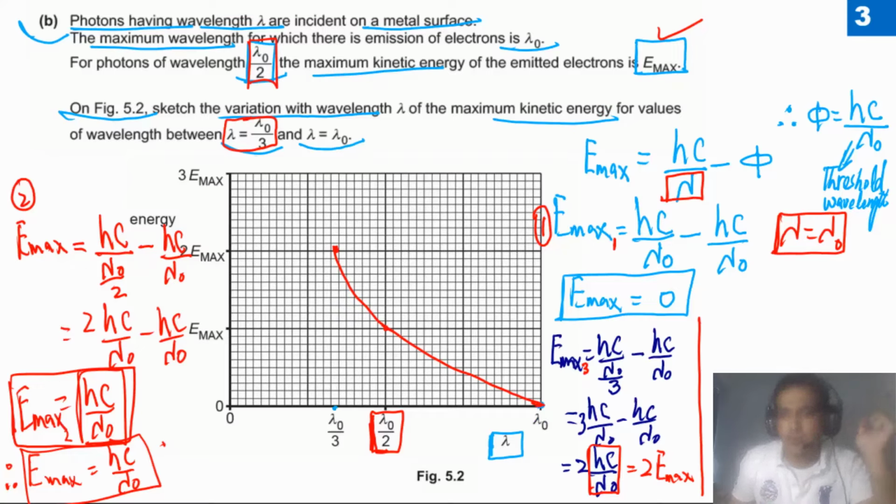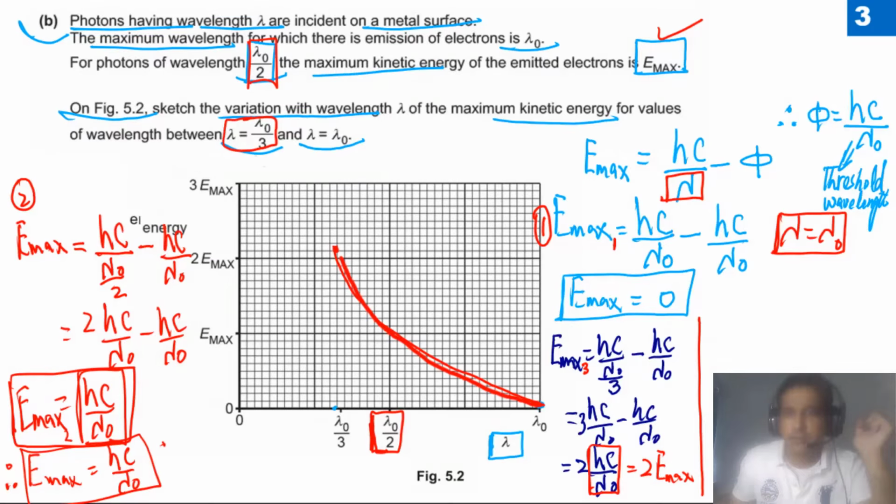So let me show you the better one. You can sketch like this. Yes. So this is how you need to sketch. This question is a beautiful question. You need to understand, if the graph is between Emax and lambda, the shape of the graph has to be like this, a hyperbola, and it has to be a curve, and when lambda is equal to lambda naught, Emax has to be 0. So this point you have to keep in your mind.